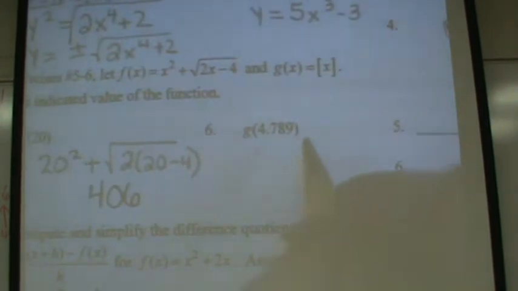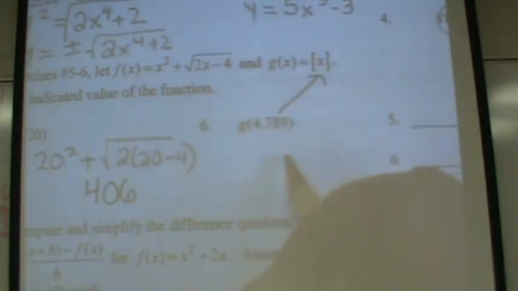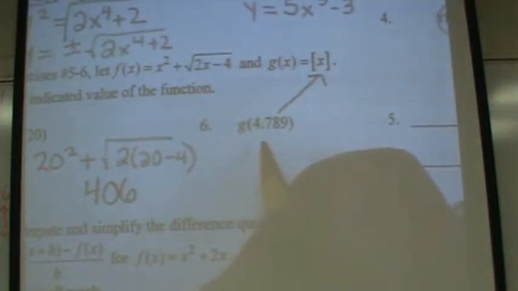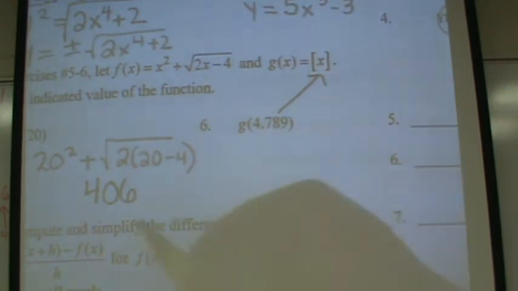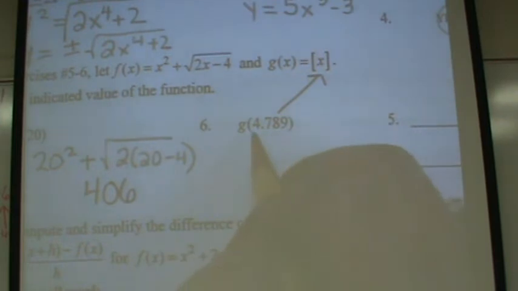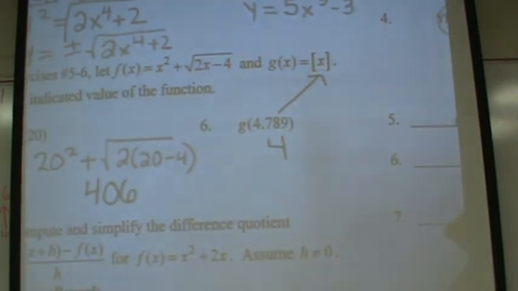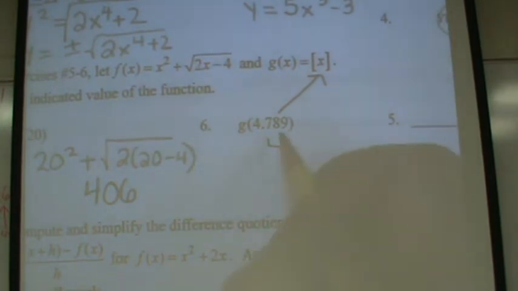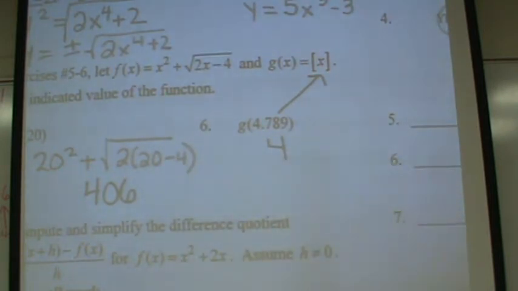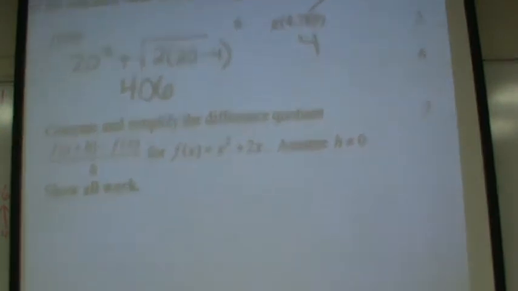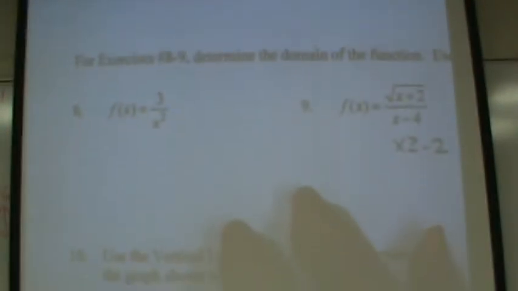How do you do the greatest integer, that bracket? You round down. Think of your number line. You're always going to go to the left. So what is the greatest integer of 4.789? It's 4. What if it were negative 4.789? What would it be? Negative 5. Negative 5. Round down. Number 7, not on your test.